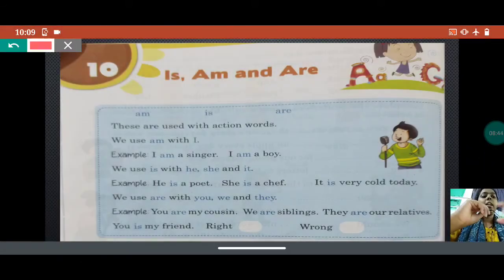Now students, in your book on page number 38, is, am and are is given as a chapter. Let us read it. Am, is, are. These are used with action words. We use am with I. See, I have already told you. Example, I am a singer. I am a boy. We use is with he, she, it. For example, he is a poet, she is a chef. It is very cold today.